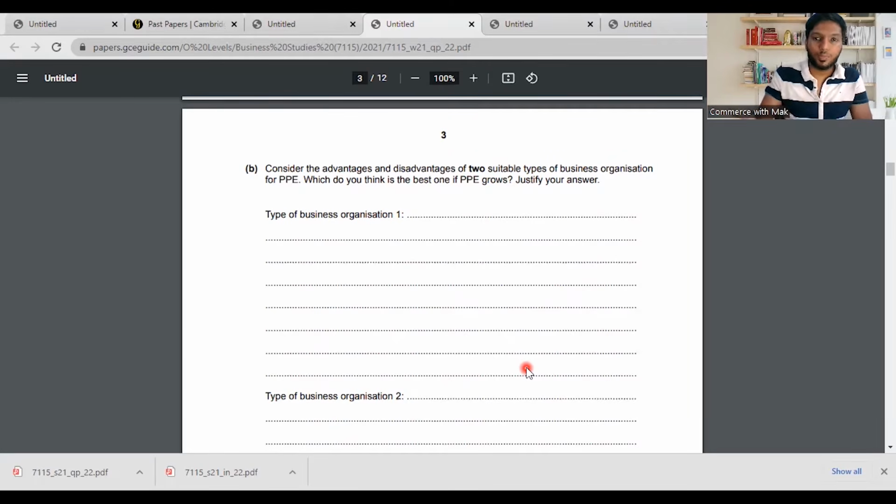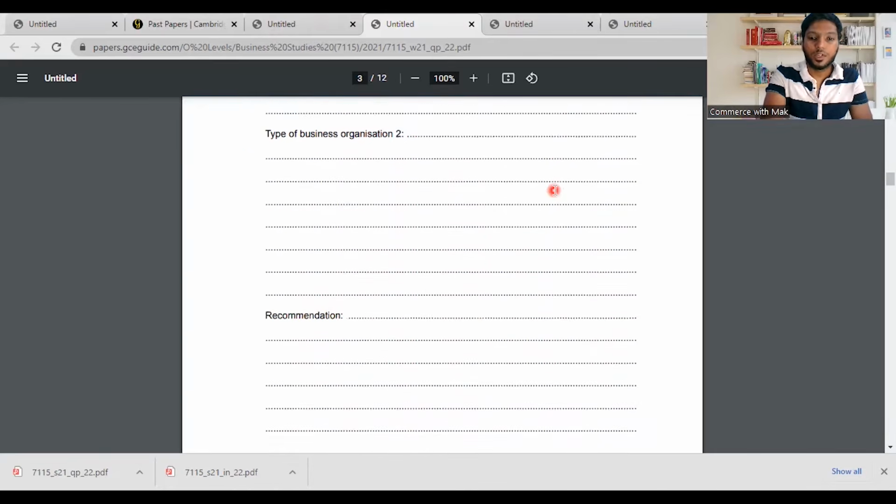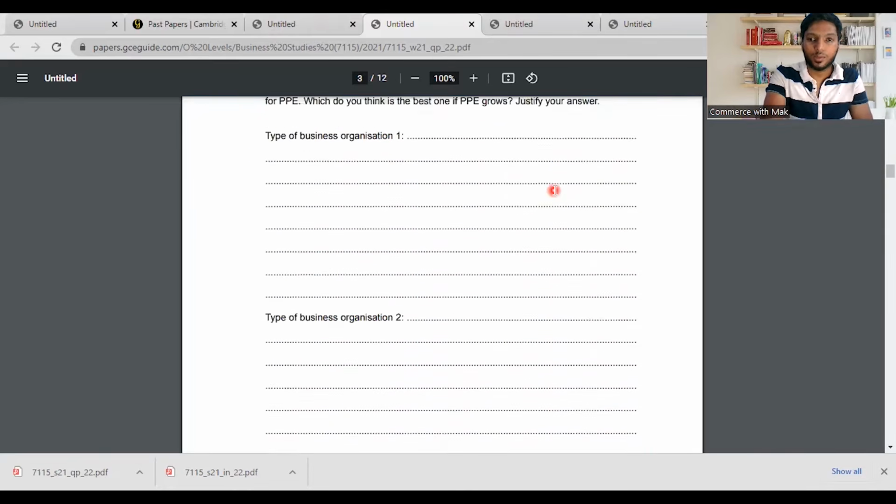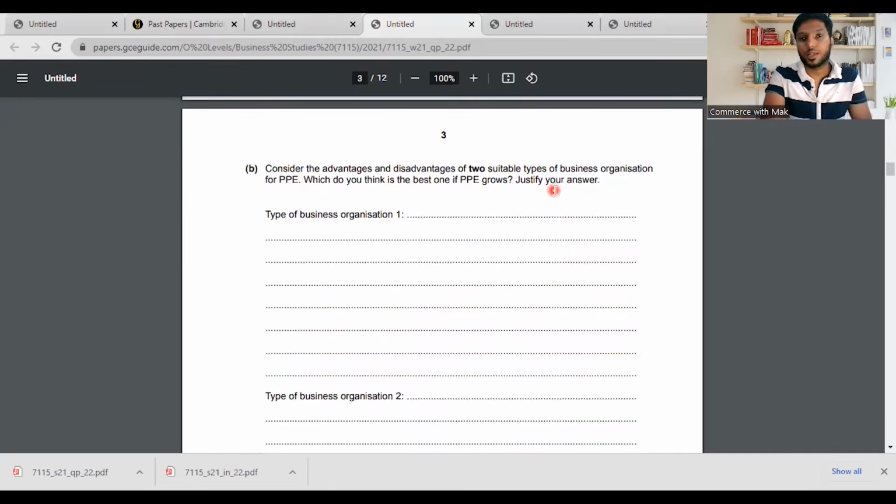So I'm gonna skip private limited company, not to make it complicated, and we'll switch on to sole proprietorship and partnership on this answer. Consider the advantages and disadvantages of two suitable types of business organization for PPE. Which do you think is the best one if PPE grows? Justify your answer. So I'm going to speak about the advantages and disadvantages, and then I am going to write you the recommendation which is much suitable.